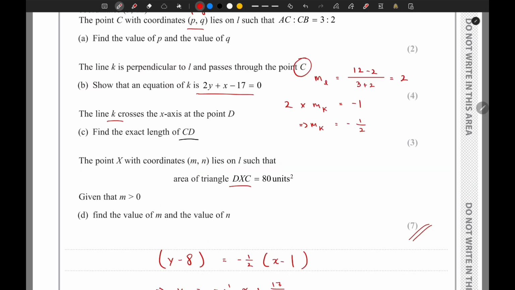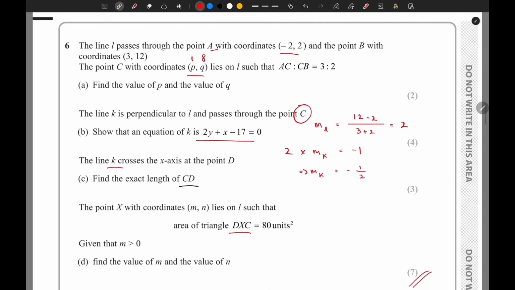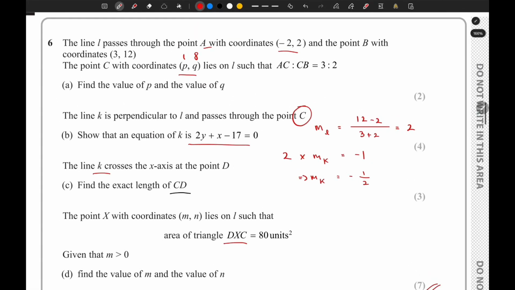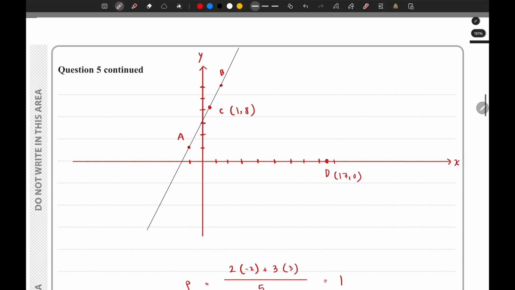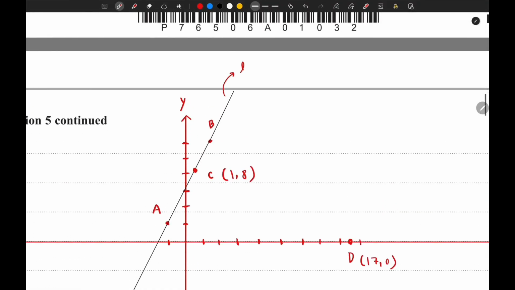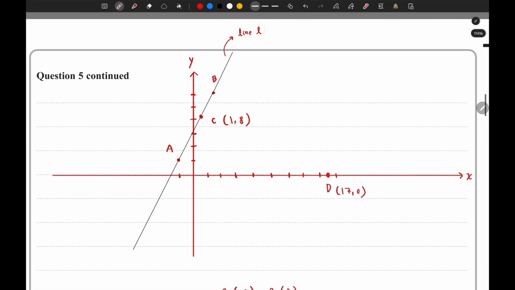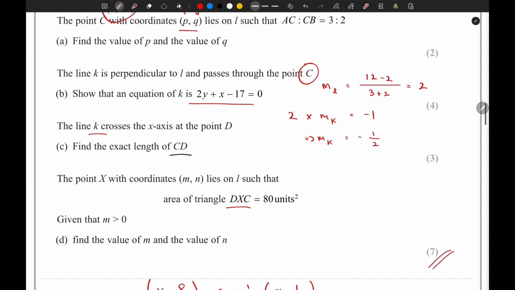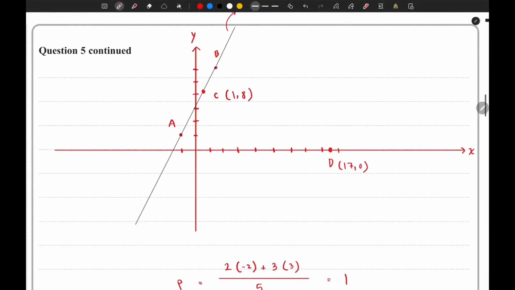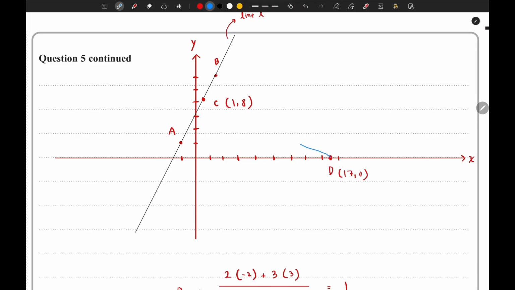Now, in order to sketch the graph, we know the coordinates of D and C. We just don't know the coordinates of X, but we know that the point X lies on line L. So let's sketch 2 points of line L and connect these 2 points in order to get the graph of line L. So this line here is line L. Now we just need to draw line K, and we know that line K is perpendicular to line L. And also line K passes through the point D, which means that line K would look something like this.